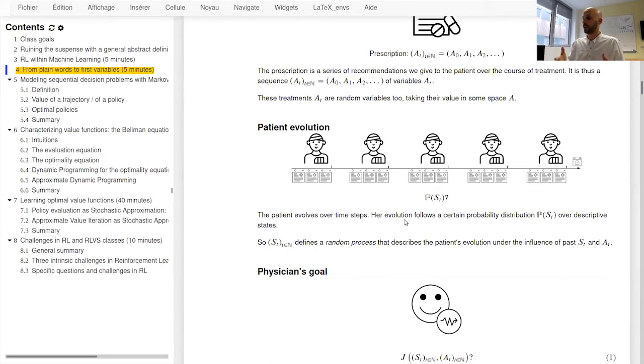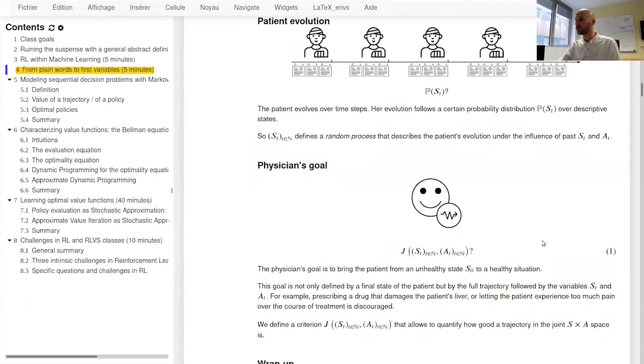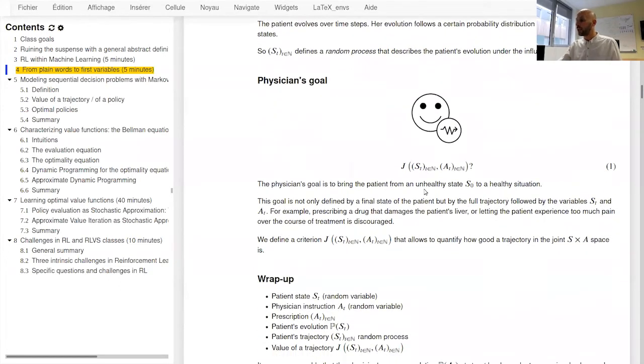So eventually we realize that S_t defines a random process, that is the evolution of a random variable across time steps, that describes the patient's evolution under the influence of past states and actions. And overall, the physician's goal is to bring the patient from an unhealthy state s_0 to a healthy, smiley situation. This goal is not only defined by the final state of the patient, but by the full trajectory followed by the variables S_t and A_t.